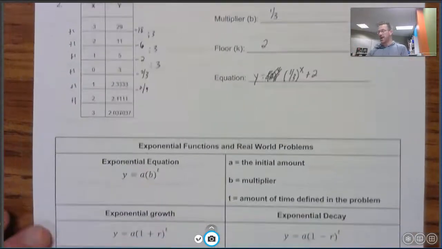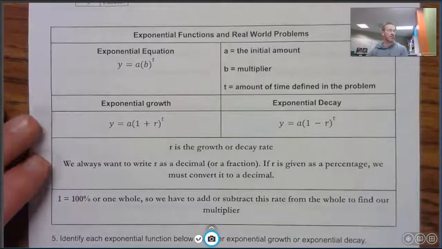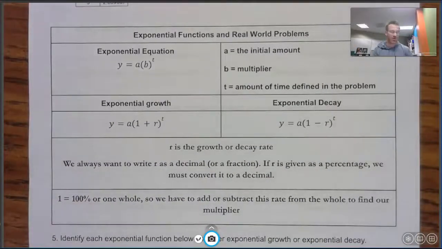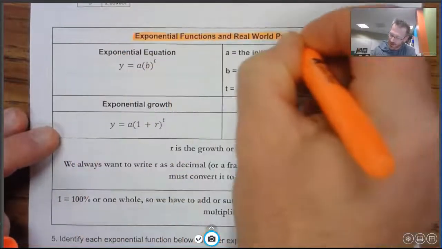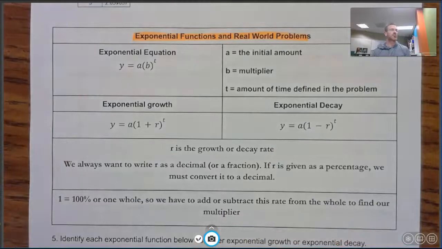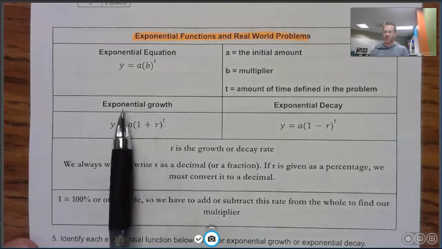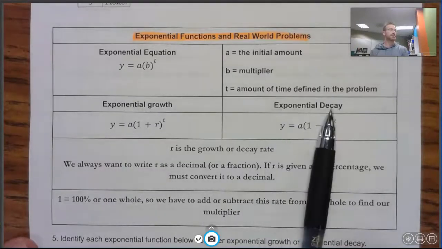Now, here is what I was talking about earlier. So you want to highlight this page, star this page, because this is information that you just have to know, okay? So exponential functions in real world problems. Now we looked at this a little bit in lesson 2 for this unit, but now we're going to look at specific types of problems. And those specific types of problems are exponential growth and exponential decay.